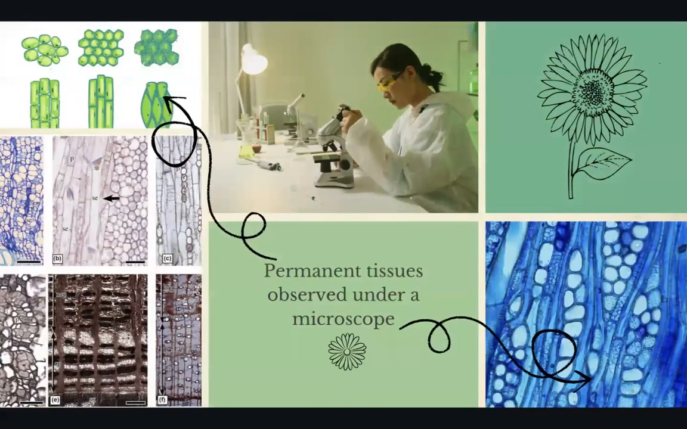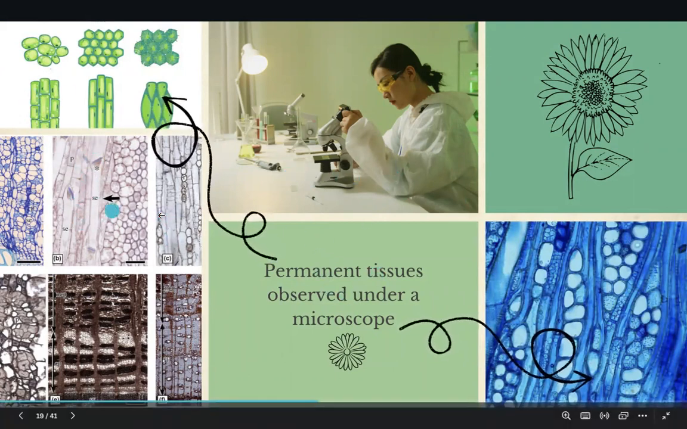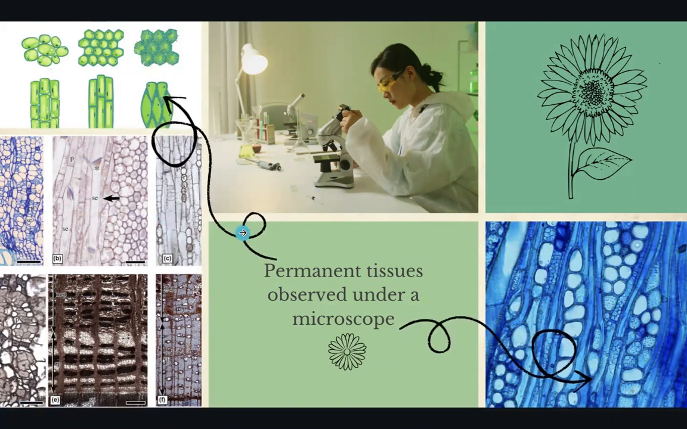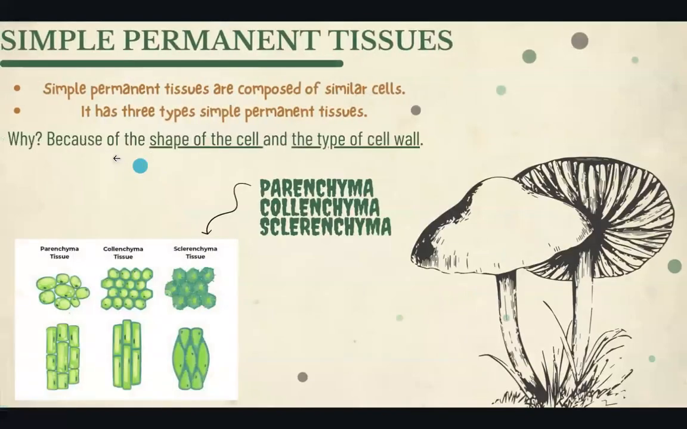Okay, now here you see some pictures, like the microscopic view of the permanent tissues. But simple permanent tissues are composed of similar cells. They don't have any different types of cells, they have only similar type of cell. Well, it has three types of simple permanent tissues. Why? Because of the shape of the cell and the type of the cell wall. It has parenchyma, collenchyma, and sclerenchyma.